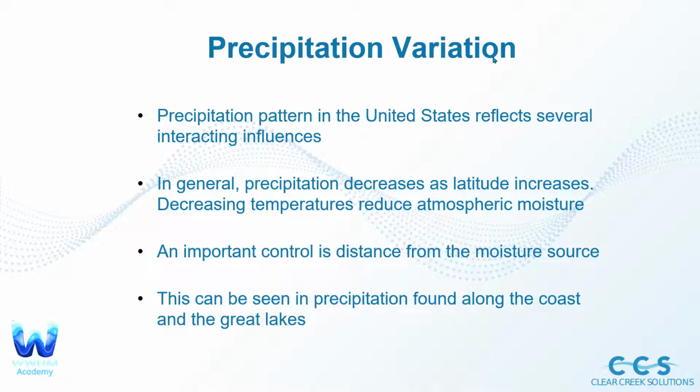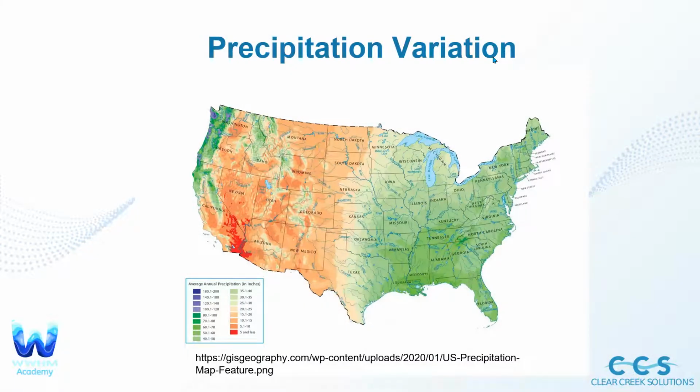But as you go north into North America, such as Canada, it's just going to be very cold, not as much precipitation. An important control is the distance from the moisture source, and this can be seen in precipitation found along the coast and the Great Lakes. So you can see along the coast and the Great Lakes, there's going to be quite a bit of rainfall actually in those areas. So if we look at the map here, we can see that the average annual precipitation in inches is seen here.